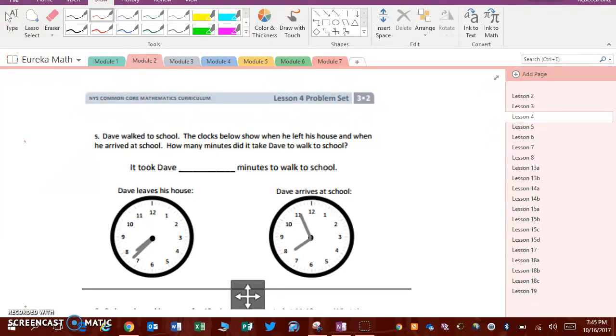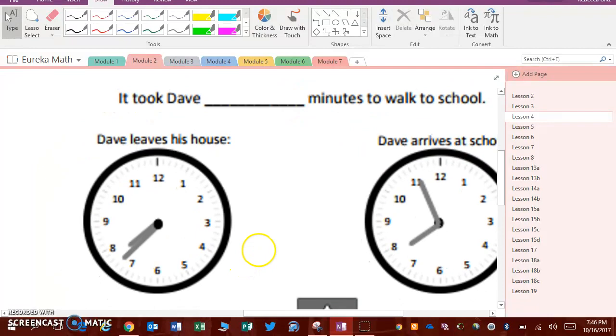Dave walked to school. The clocks below show when he left his house and when he arrived at school. How many minutes did it take Dave to walk to school? So here's our sentence we need to fill in. Let's read this clock. Okay, so if I zoom in a little bit, I can see that my hour hand is between the 7 and the 8, so that tells me it's the 7 o'clock hour.